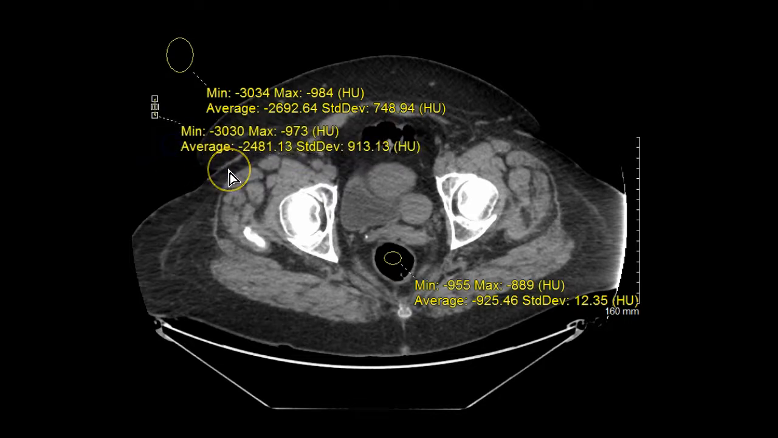So hopefully you now have a true sense of what these HU values actually look like. We've hit on a variety of different anatomy. I think the abdomen and pelvic structures are great to be able to see so many different structures.